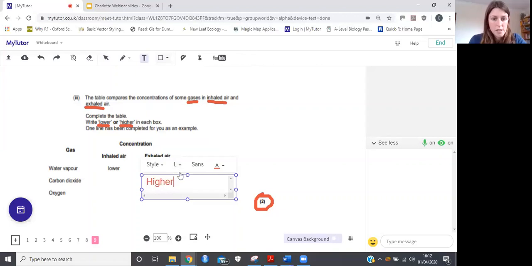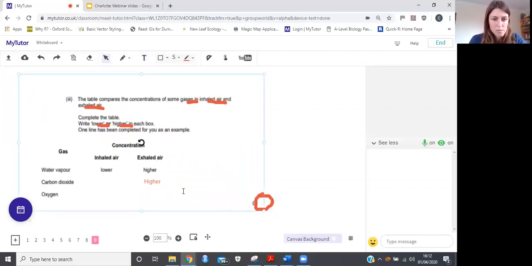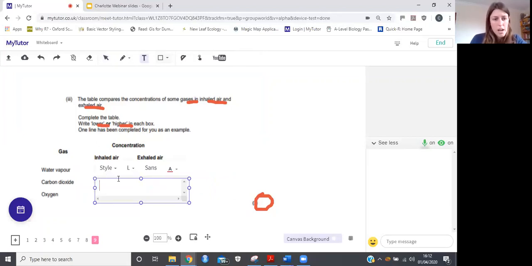Let's lower the size of that text to match there. Then we just need to decrease the size of that box. So higher there. And therefore in inhaled air it would be lower. Let's pop that one there.